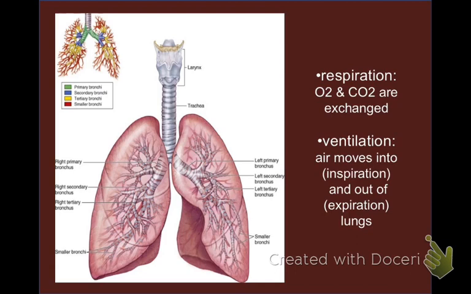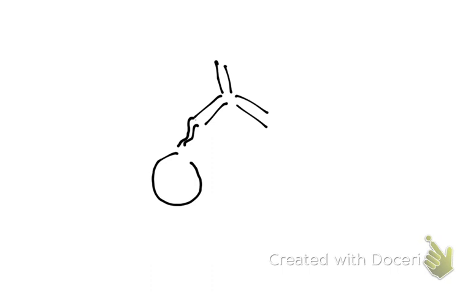So if we were to look at the alveoli, which is basically the end point, correct? So you have the trachea, left and right bronchus, and then they go down into the little bronchioles, and then the alveoli, okay? I'm obviously not drawing to scale.